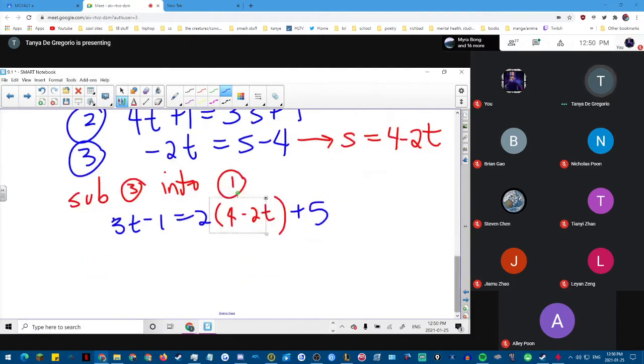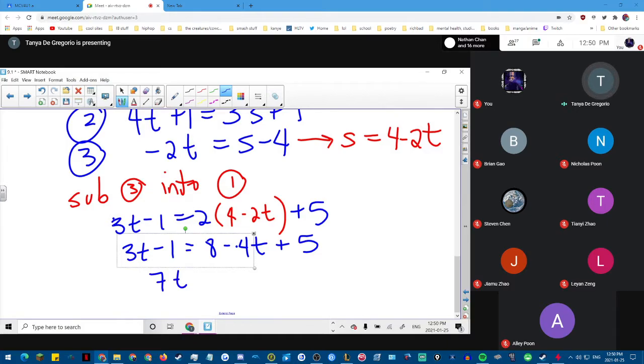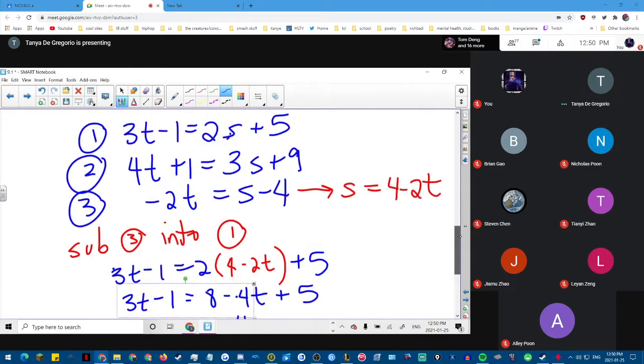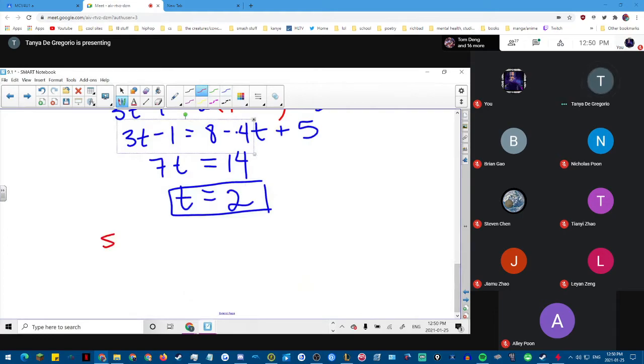And now we can solve for t. So we go ahead and solve for t. 8 minus 4t plus 5. 3t plus 4t is 7t. 13 plus 1 is 14. And so I have t is equal to 2. And now, so now we're going to sub t equals 2 into number 3 because I'm already solved for s.